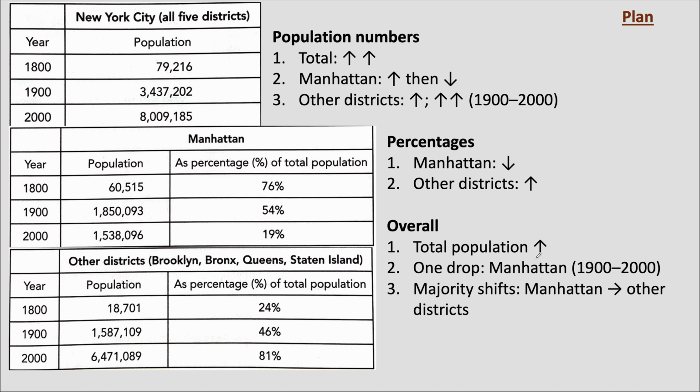Overall, population increases. There is only one decrease in Manhattan between 1900 and 2000. There is also a clear change. In 1800, most people lived in Manhattan. By 2000, most people lived in the other districts.